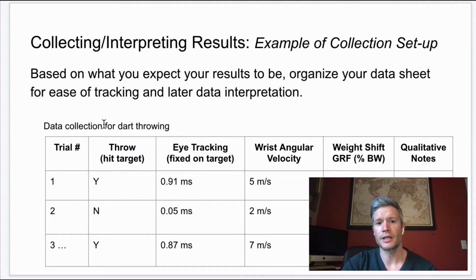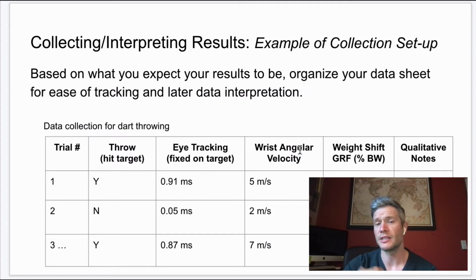So I just said I made something up for dart throwing. So I want to know, as far as accuracy, did this person hit the target or not? Okay, so yes or no's here. But also, equally importantly, whenever there's a successful hit, I want to know how long their eye tracking is. So eye tracking is how long someone has a fixed gaze on a particular object or target. So I'm going to do that in time. So I have all my time measures here.